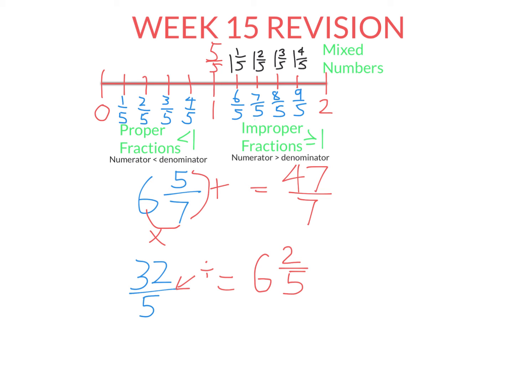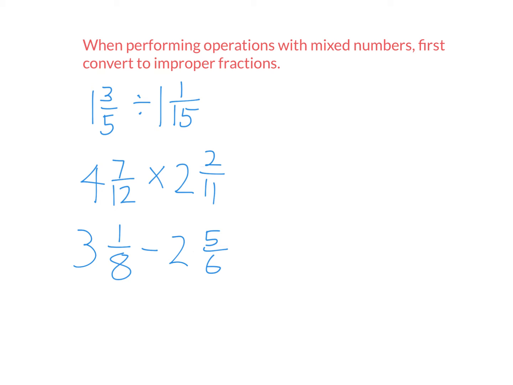All right, let's look at some operations with mixed numbers. So as I said, mixed numbers are easier to understand, but when you're performing operations with them, we want to use improper fractions. Then we can just add, subtract, multiply, and divide the way we've done in previous lessons. So let's look at this question here where we have a mixed number divided by another mixed number. Let's convert both of them to improper fractions.